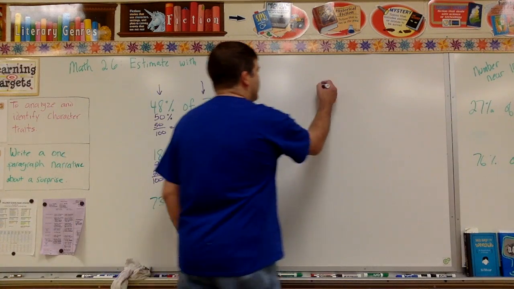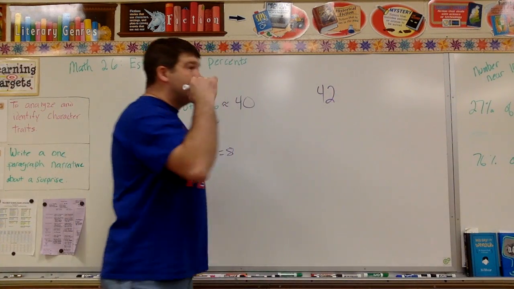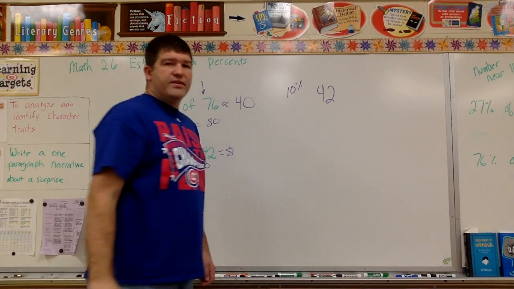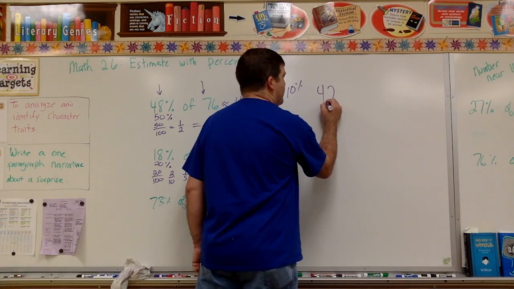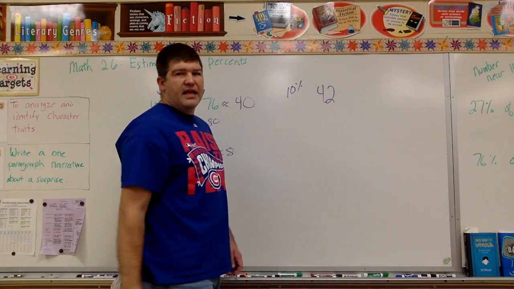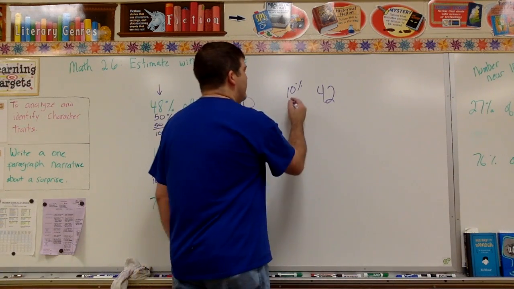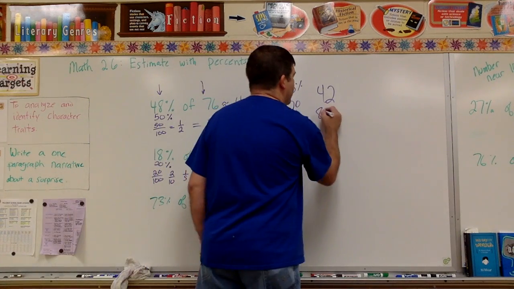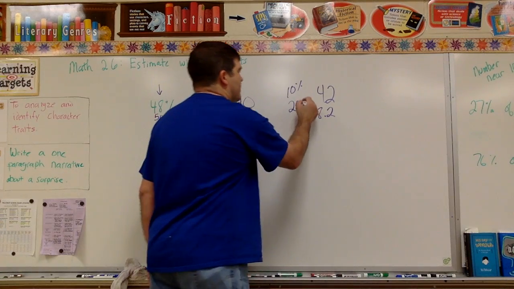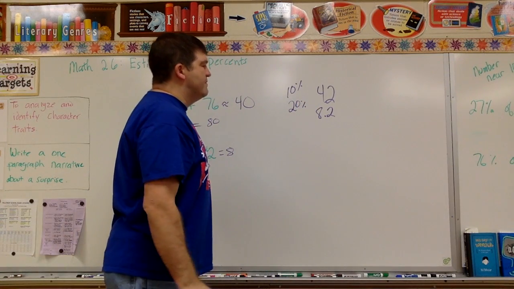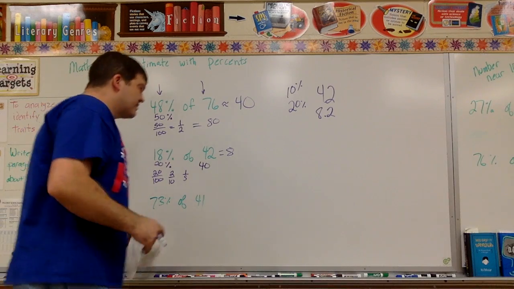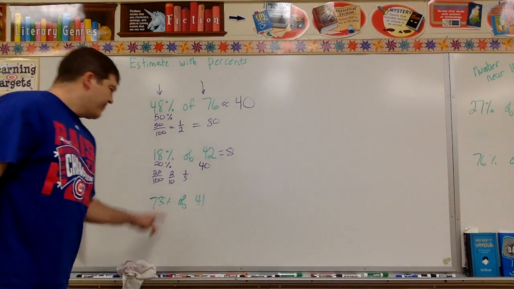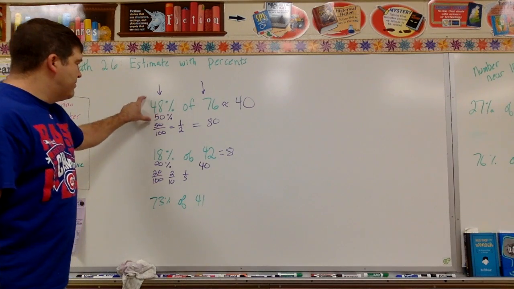Even though it's 42, 10% of 42 is 4.2. It's this divided by 10. And then if I need 20%, I just 4.2 plus 4.2 is 8.2. Okay? So the 10% trick works. Don't worry so much about it. I would get it, do kind of what I'm doing here.